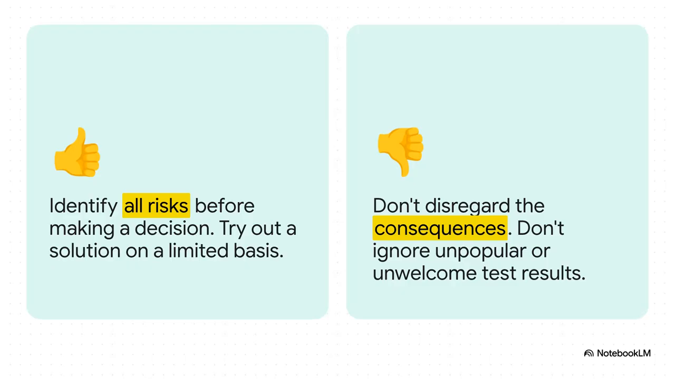All right, this brings us to 2 of the most critical actions in our whole framework: testing and communicating. A huge do is to try out your idea on a small scale first. So for our travel company, maybe they test a new no-frills airline on just a couple of tours, not the whole catalog. The absolute don't here is to ignore the results if they're not what you wanted to hear. Hiding bad news never, ever works.